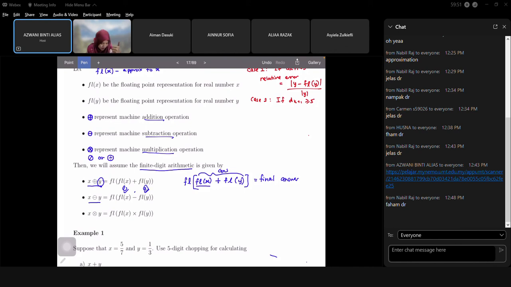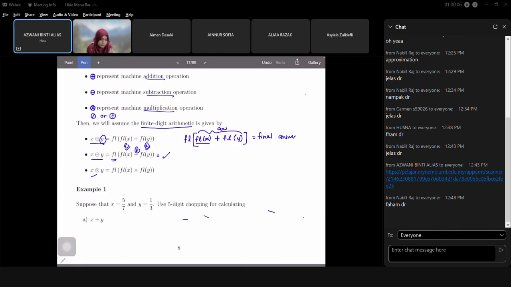Yang ketiga, buat operation, tolak. This is not the final answer. The final answer, kita need to floating all the answer tu. Baru settle. Sama juga any operation yang lain. Okay. Kita go example lah senang.